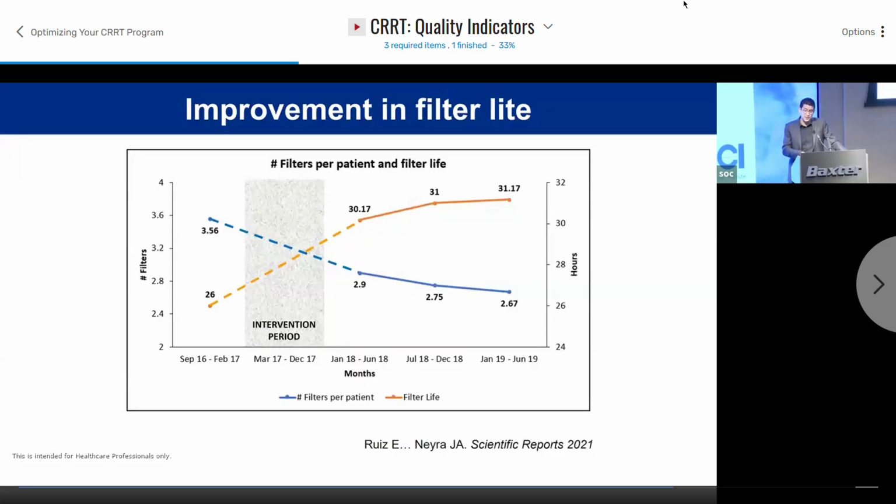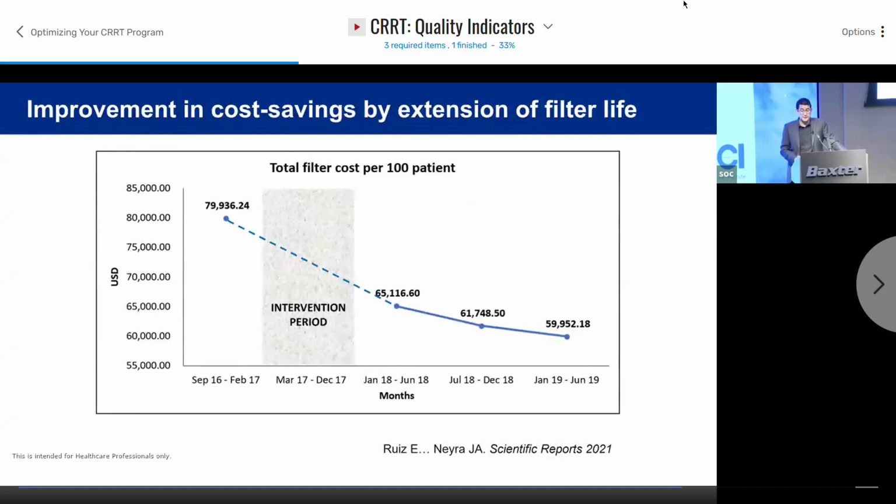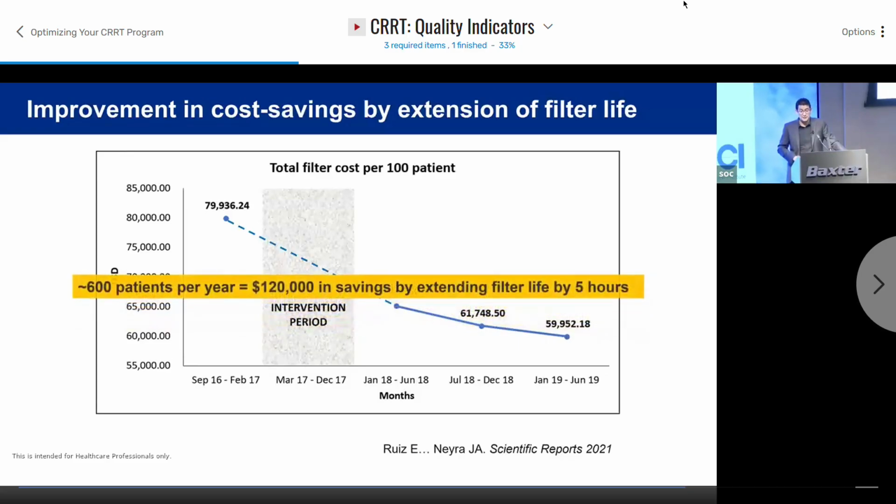So filter life, as I told you, went up from 26 to 31 hours, and you see the graphic representation there in orange. And the number of filters used per patient, despite the treatment duration being the same, went down from 3.5 to 2.67. So one less filter used per patient. This translates into an improvement of $20,000 per 100 patients. That's calculated based on the filter cost at that time. And in a practice like UK that had about 600 patients per year, this translates into about $120,000 in savings, just extending your filter life by 5 hours.